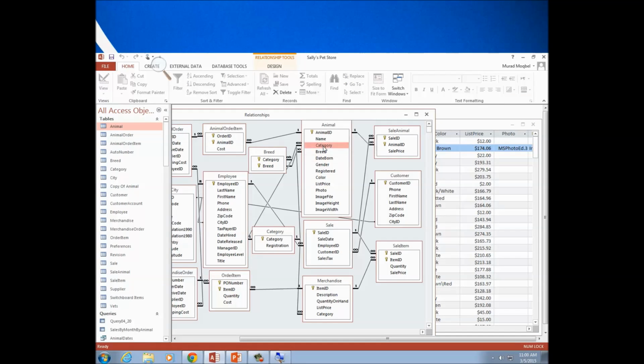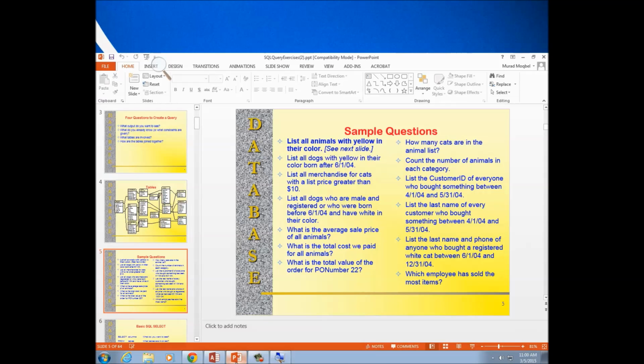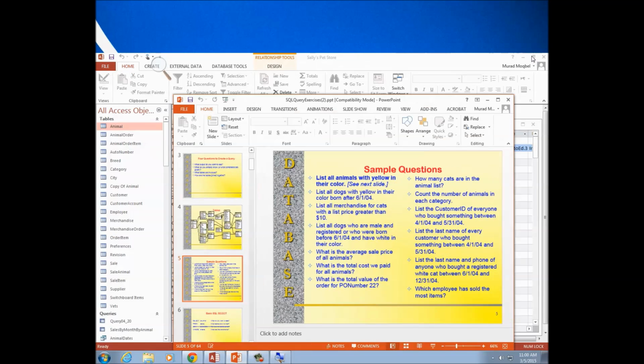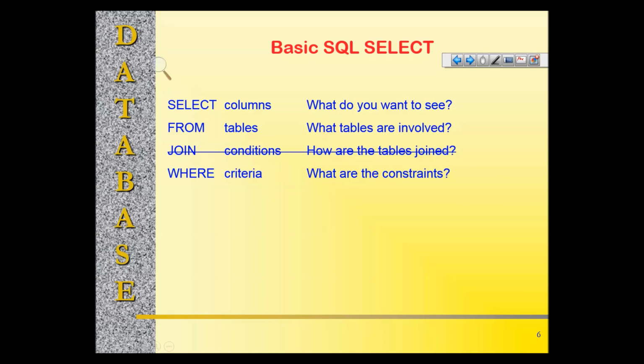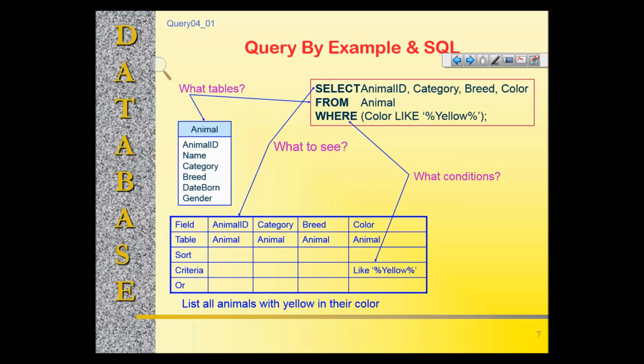So this is what we will look at. It says we want to select or to list all dogs with yellow in their color born after 6/1/4. So in this case we are going to use something called AND. This is the anatomy or the structure of SQL. So select and then you list the columns, and then from, specify the table, and then where, if you have more constraints.